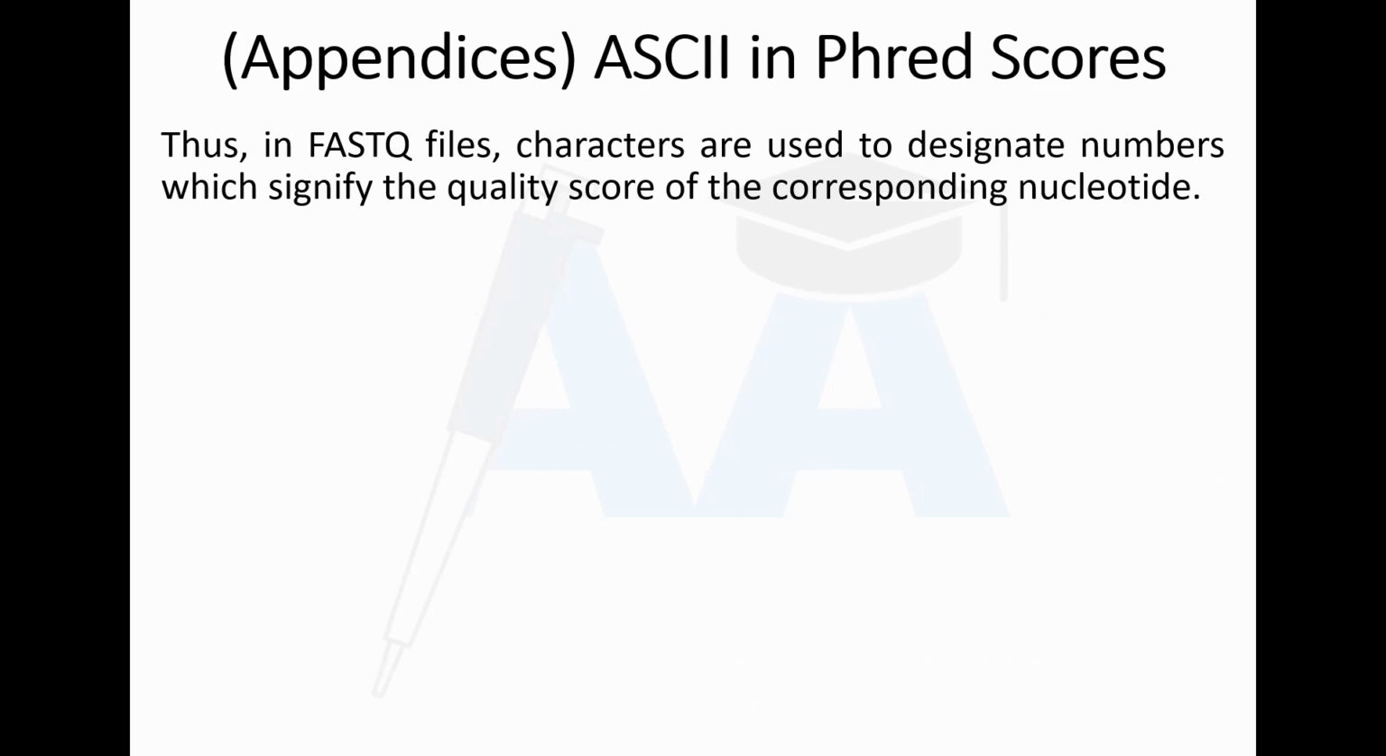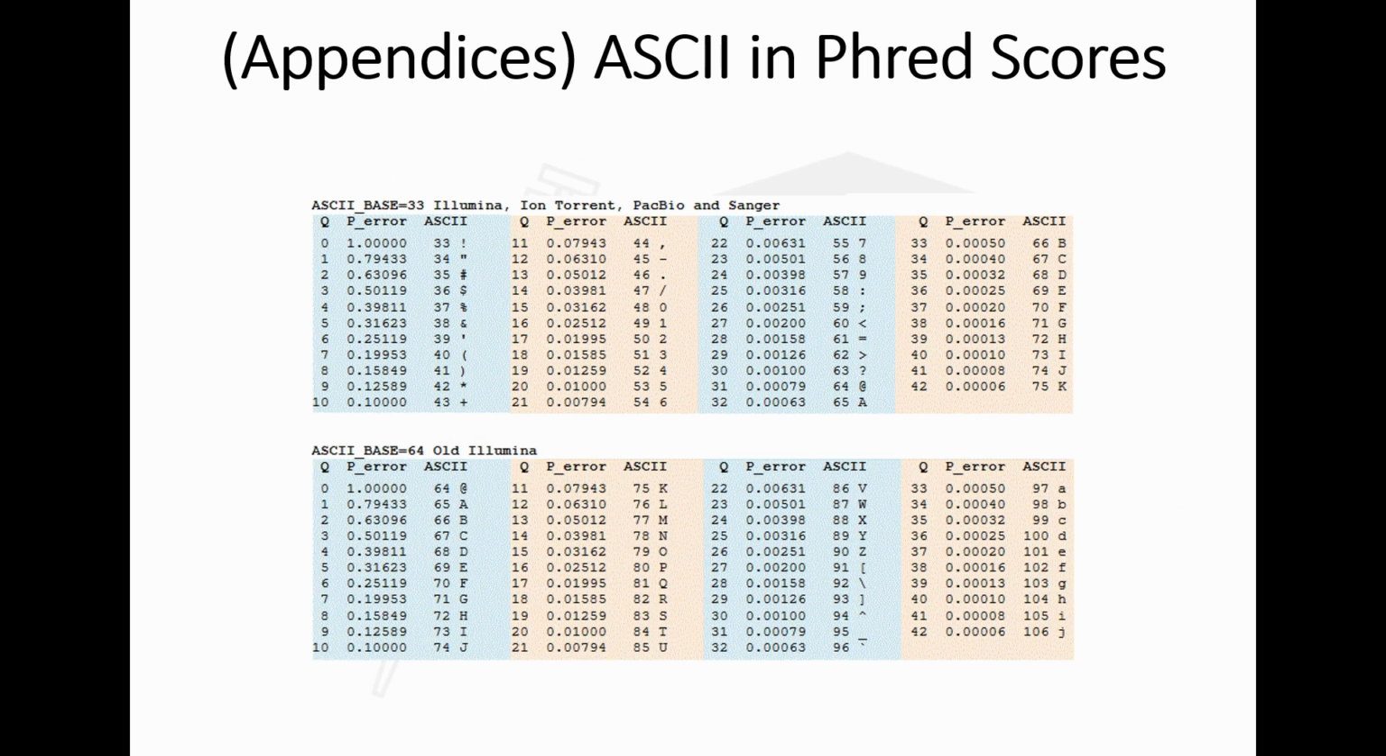Be mindful of the fact that a quality score of 0 does not correspond to the ASCII character for 0. Under the Phred 33 system, a Q score of 0 is represented by the ASCII exclamation mark, which has a decimal value of 33. Under the Phred 64 system, a Q score of 10 is represented by the ASCII uppercase J, which has a decimal value of 74. And so on. Like ASCII tables, Phred tables can be found using a simple Google search.